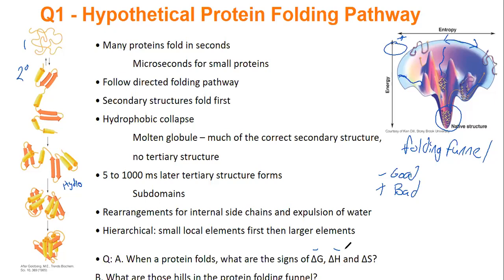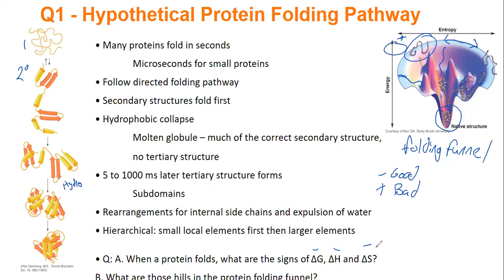Well, there is only one native structure, so your entropy is very, very low because you only have one possibility. Yeah, entropy is just how many different conformations can I be in? When you're not folded, there's a lot of not folded conformations. When you're folded, there's only one conformation. So delta S is negative, right? So it should be negative, negative, negative, right?